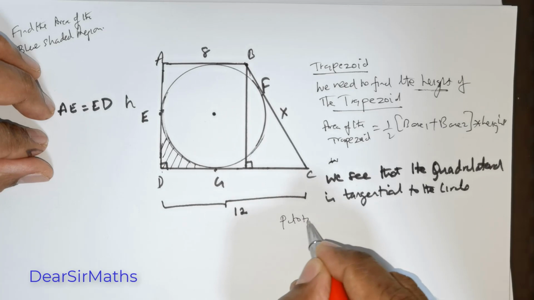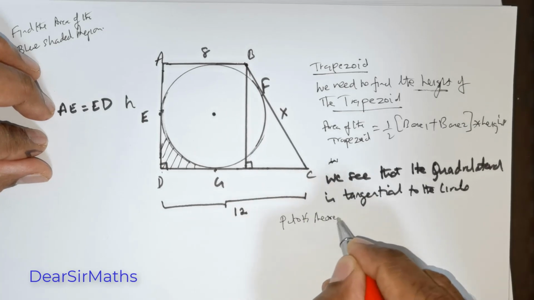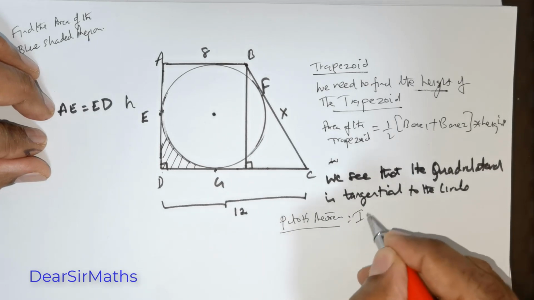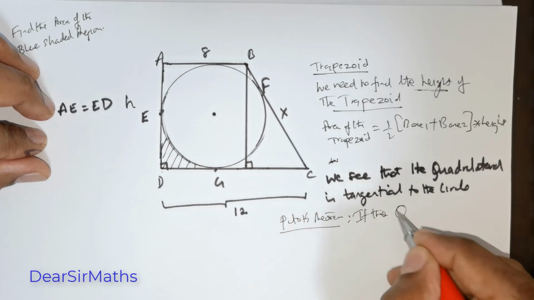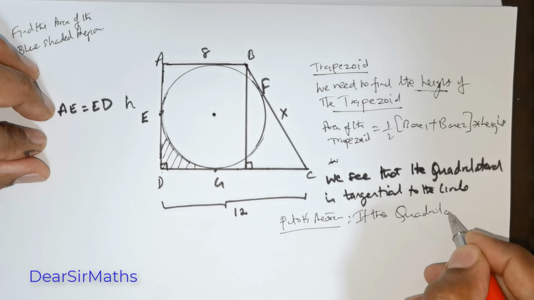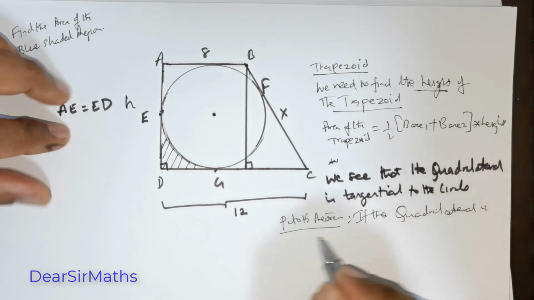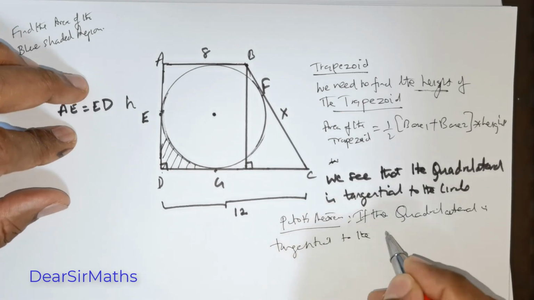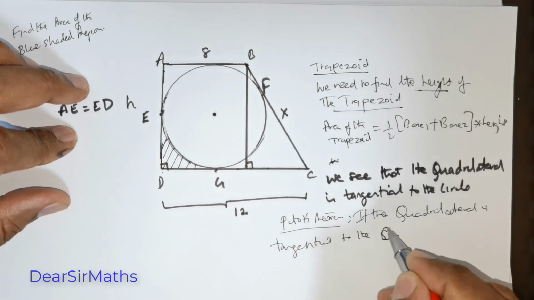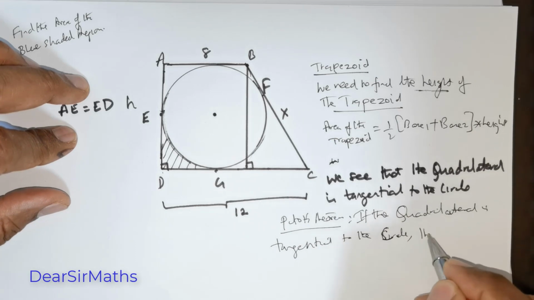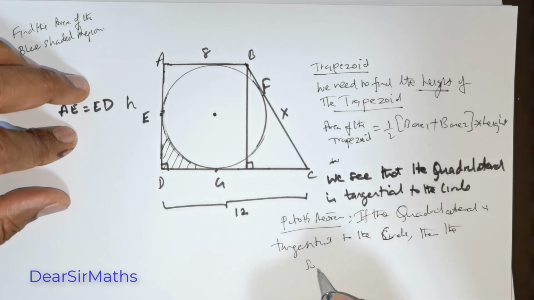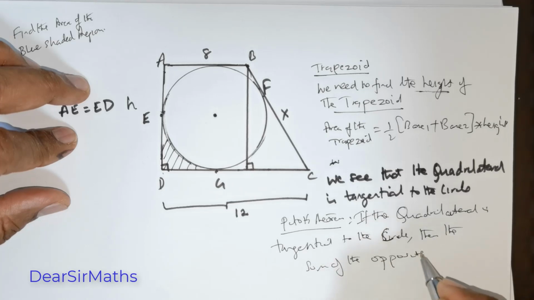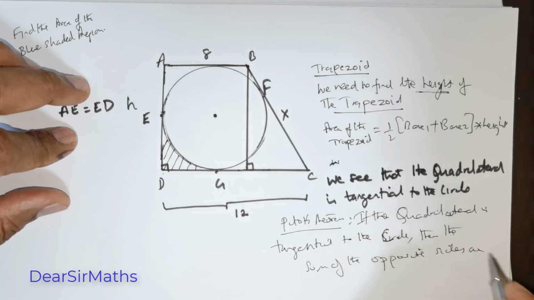Now what is Pitot's theorem? According to Pitot's theorem, if the quadrilateral is tangential to the circle, then the sum of the opposite sides are equal.